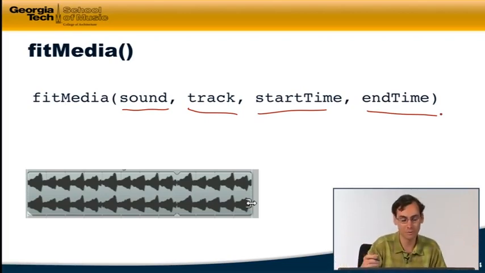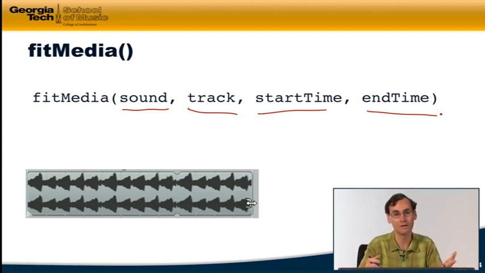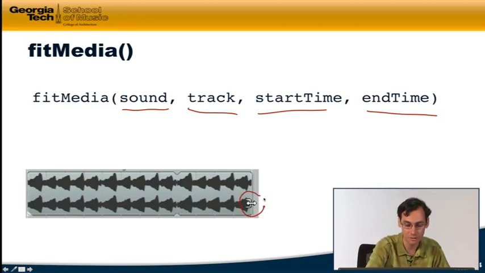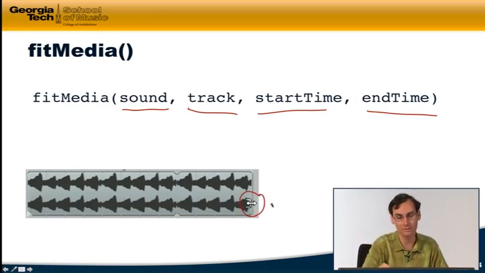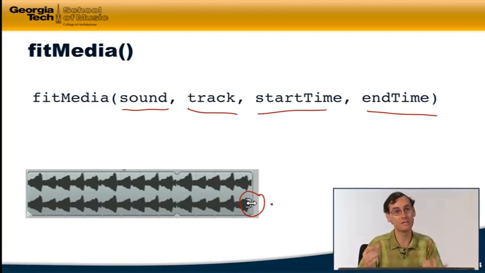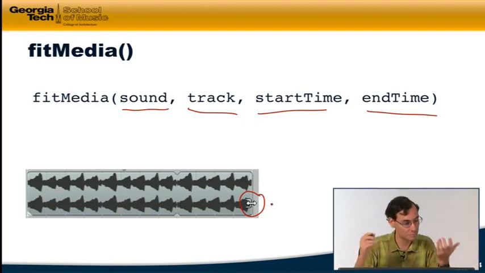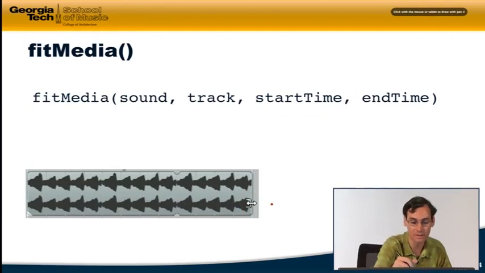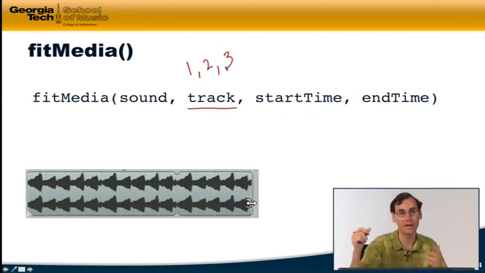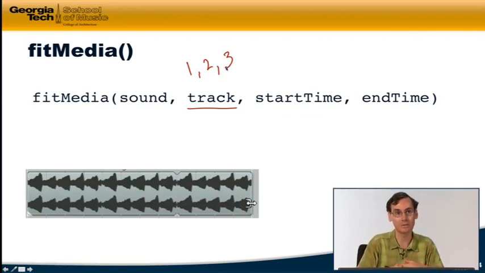If you remember when we were working in the DAW with the graphical interface, and we would move the mouse pointer to the far right edge of the sound, it turned into that double arrow, and we could drag it back and forth to extend the duration of the sound file by looping it. So fit media uses the exact same technique, but in code. And the track is just a track number here. So track 1, track 2, track 3. And if the track doesn't exist yet, it'll automatically be created for you when you make this function call.